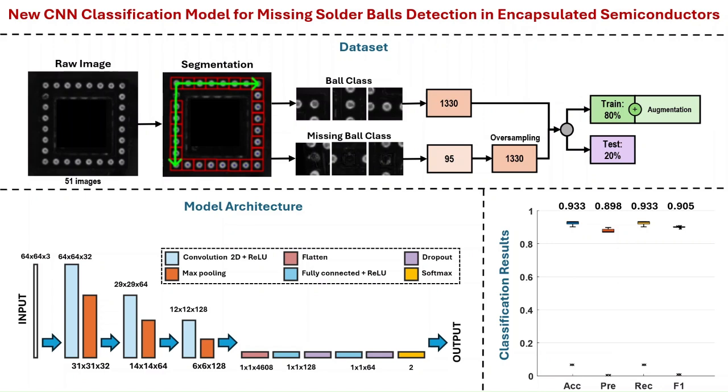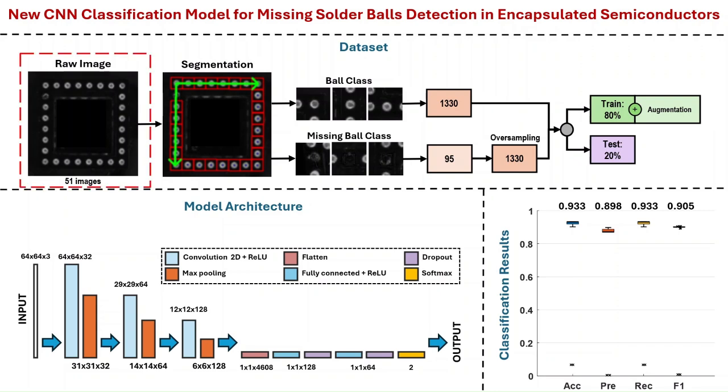This is the video abstract of the paper titled New Convolutional Neural Network Classification Model for Missing Solder Balls Detection in Encapsulated Semiconductors, which was submitted to the IEEE Latin America Transactions for its evaluation and possible publication in the journal. This document describes the design and implementation of a new CNN-based algorithm for the automatic detection of missing solder balls in encapsulated semiconductors. The proposed algorithm utilizes a customized CNN model architecture that is designed to perform the classification of this specific fabrication defect.